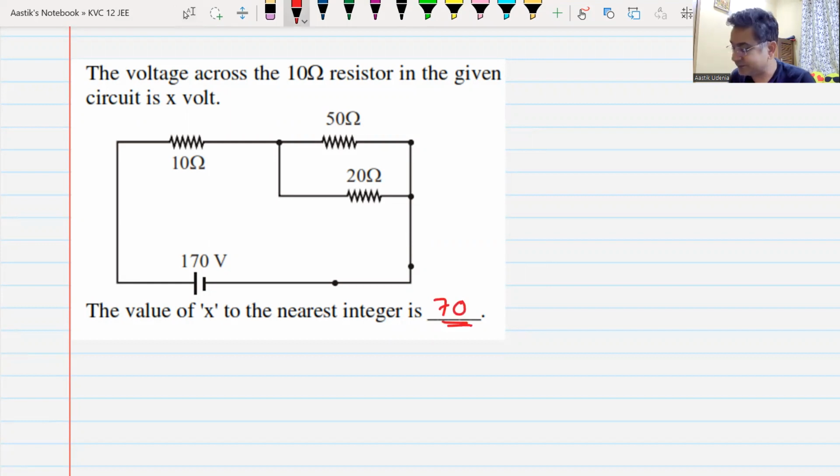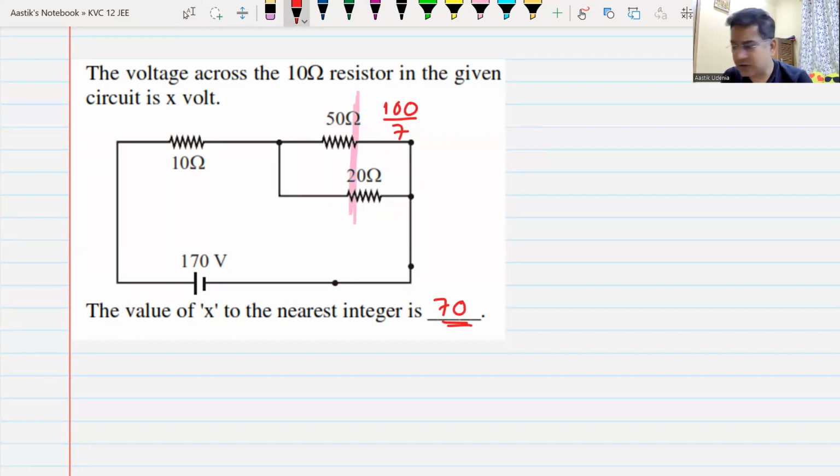It's very simple. These two resistances are in parallel. Do you see this? So you can replace them by a single resistor. The value of that single resistor will be 100 by 7. Yes or no? Yes, sir.